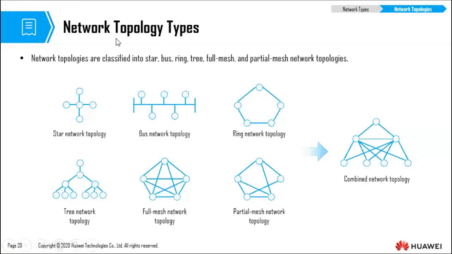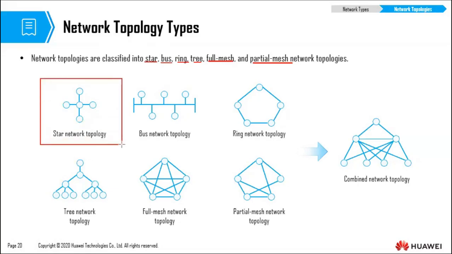How many are they? We have the star topology. We have the bus. We have the ring. We have three. We have full mesh. We have partial mesh. So 1, 2, 3, 4, 5, 6. There are six.